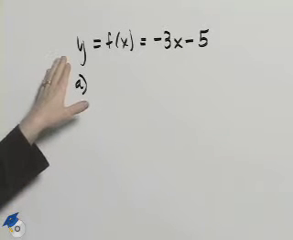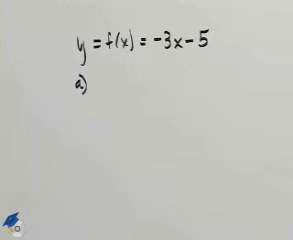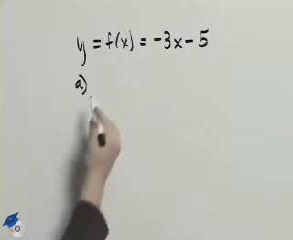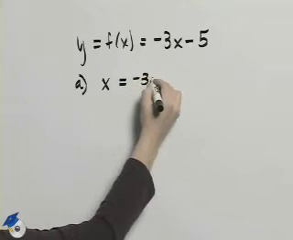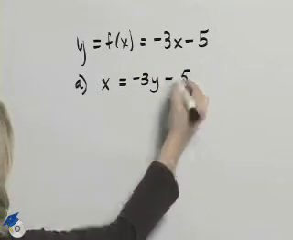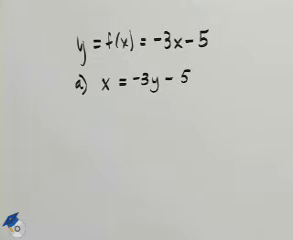We're given y equals f of x equals negative 3x minus 5. In part A, we're asked to find the inverse of f. We will do that by switching the x and the y, and that will look like x equals negative 3y minus 5. Now remember, at this point then we solve for y.